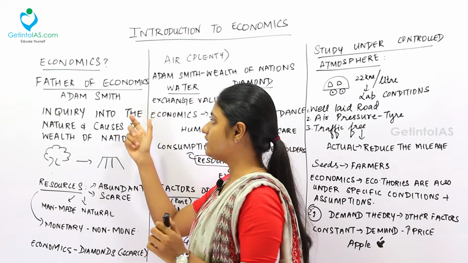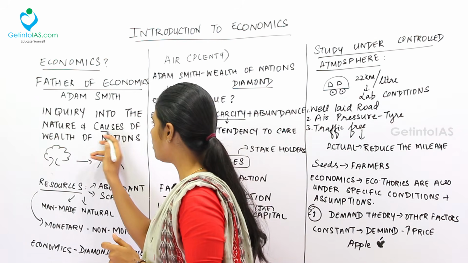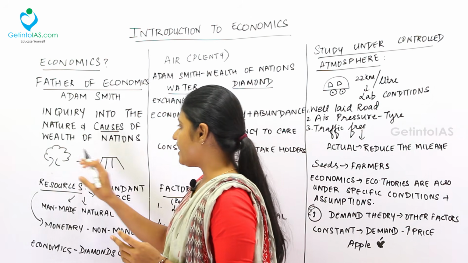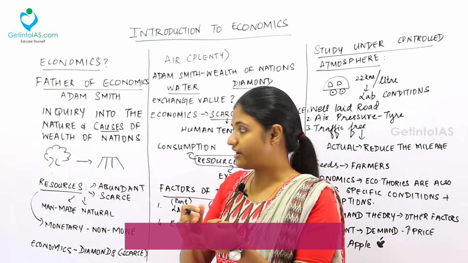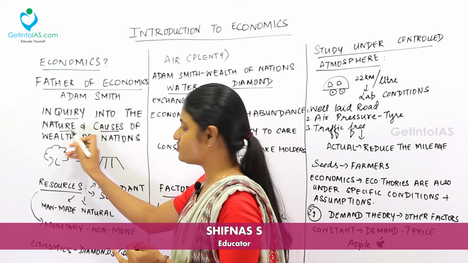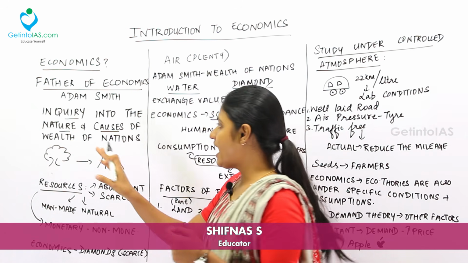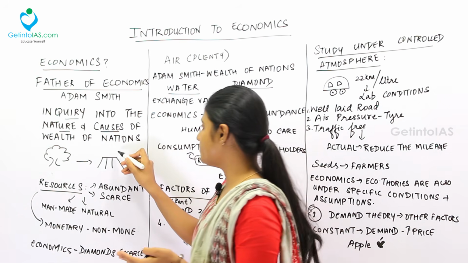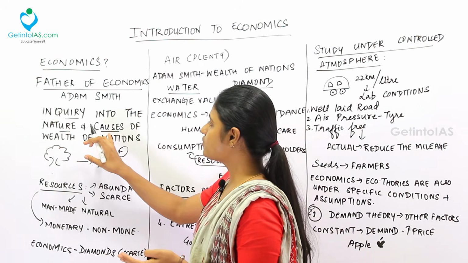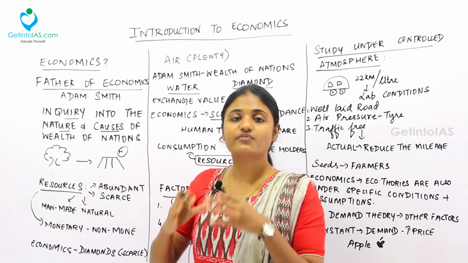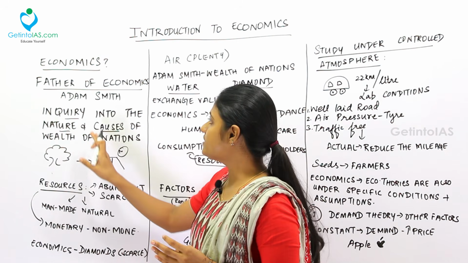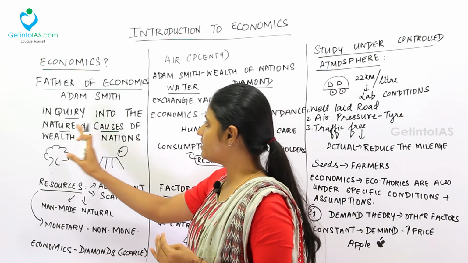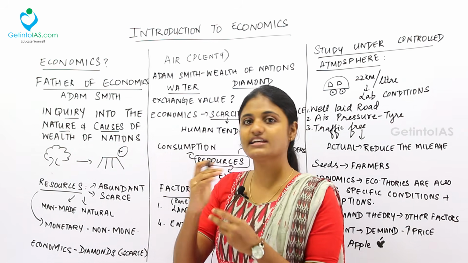So what is inquiry into the nature? For example, how is wealth caused in an economy? First, there is a tree here. When you cut this tree and make it into furniture like a table or chair, first you're inquiring into the nature, you're intruding into the nature. And after intruding into the nature, you're making that nature into a resource. That is called the causes of wealth of nations. This is how wealth is created in an economy. That is what Adam Smith has told, and he is the father of economics. Inquiry into the nature and causes of wealth of nations is called economics.